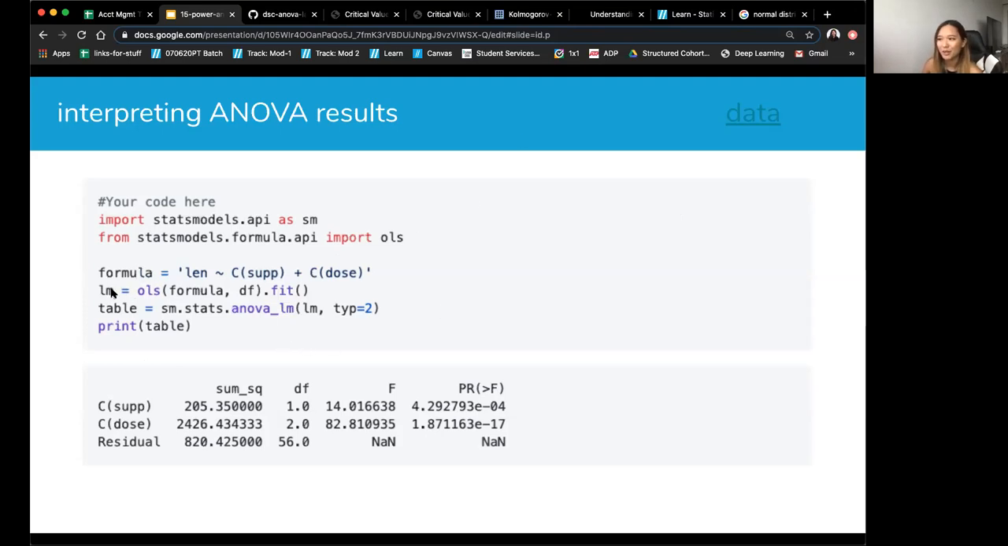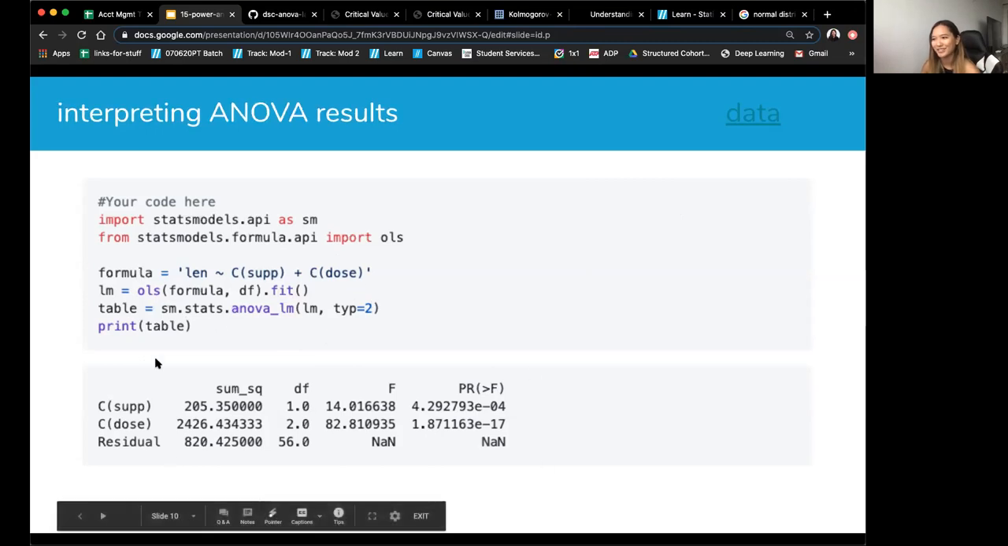So this is the linear model. LM stands for linear model. And then from LM, we're trying to get the ANOVA of this linear model. So we extract the ANOVA from a linear model, and that's how we get this result.